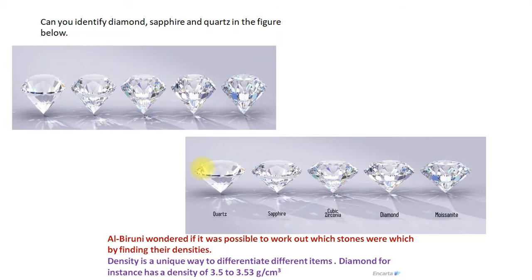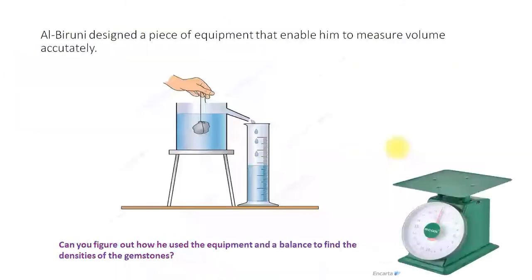Now, actually, he came up with a very good idea here, and this idea is applied in not just gemstones but in a whole lot of stuff. Density is a unique way to differentiate different items. For instance, the density of diamond is different from the density of sapphire. The density of sapphire is different from the density of quartz. Okay, diamond has a density of 3.5 to 3.53 gram per centimeter cube.